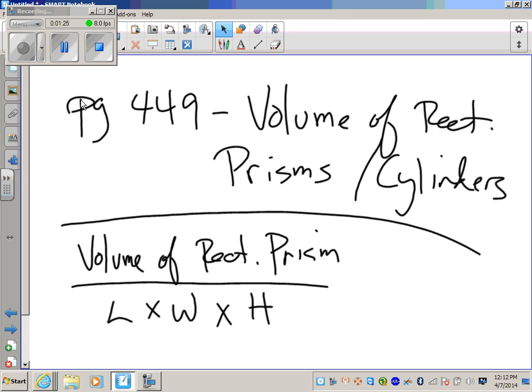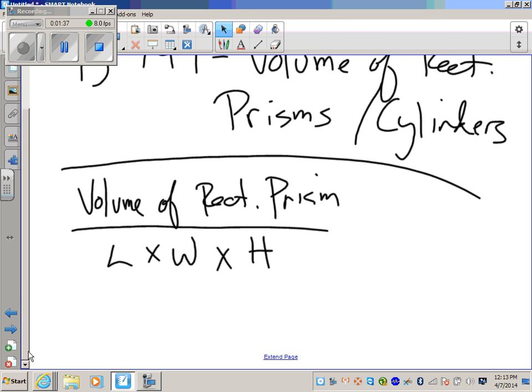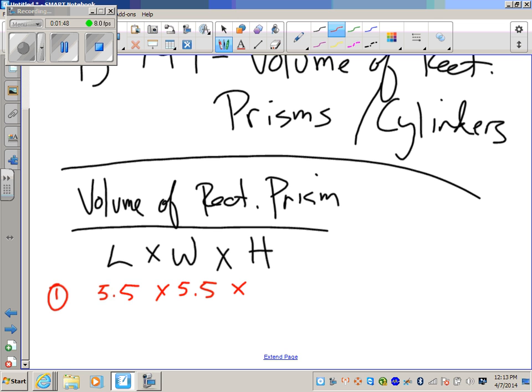So let's try. You've got your calculators? All right. 451, number 1. There's a cube there. Cubes are rectangular prisms. And that number 1 has a length of what, Alex? And a width of, and a height of, okay? Your calculators at the ready.